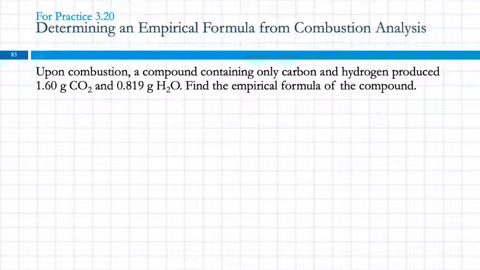So, upon combustion, a compound containing only carbon and hydrogen, there's no oxygen in this one, produces 1.6 grams of CO2 and 0.819 grams of water. Find the empirical formula. So this is find the empirical formula, which you did in Chem 3A. This is taking it another step.